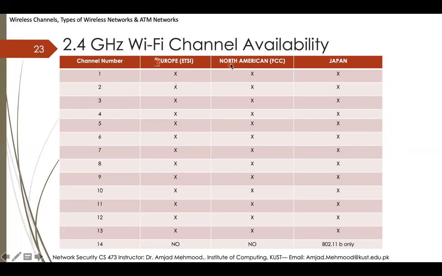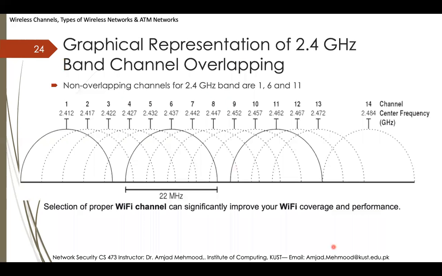You can see Europe, this is North America, and this is Japan. You can see that all of the channels are available, but channel number 14 is not available in Europe, whereas channel number 14 is limited in North America. In Japan you can use all these channels, but on channel number 14 you can only use 802.11b. The rest of the flavors are not available in Japan as well.